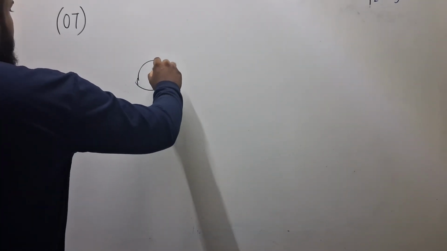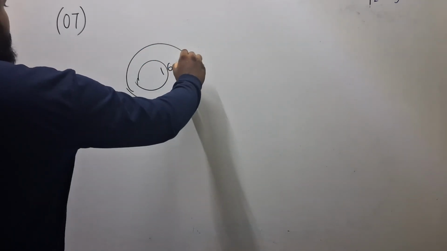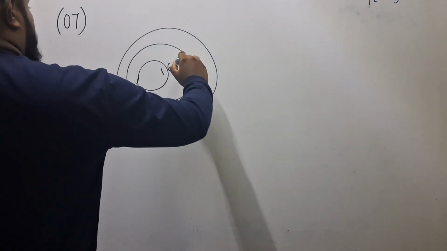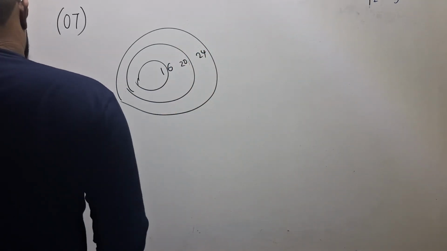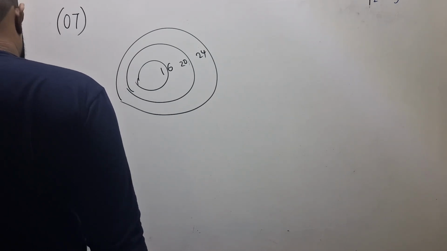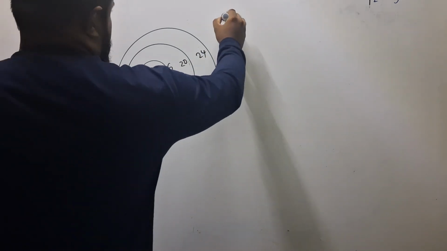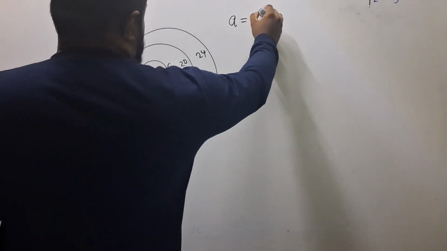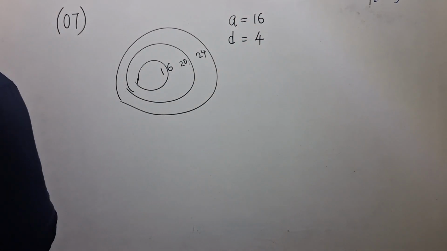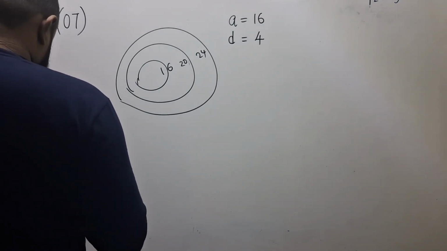16, 20, 24, likewise. So what is the difference? What is the starting value? A equals 16, d equals plus 4. Okay. The first question.